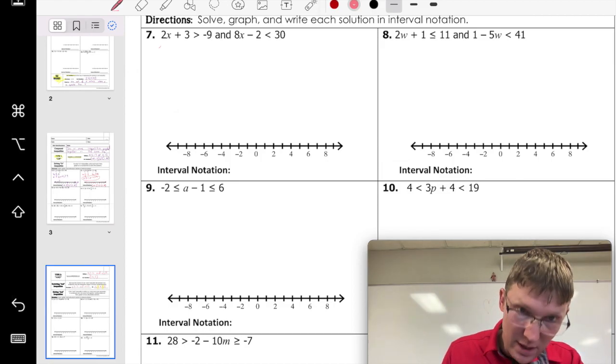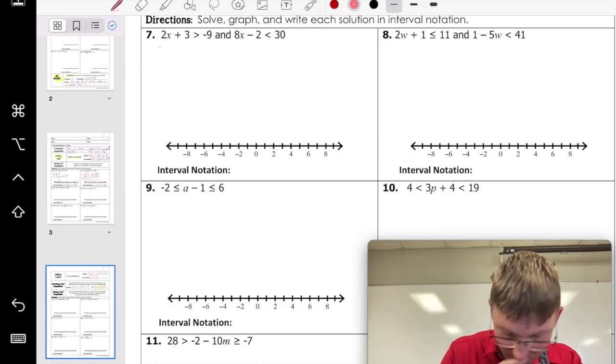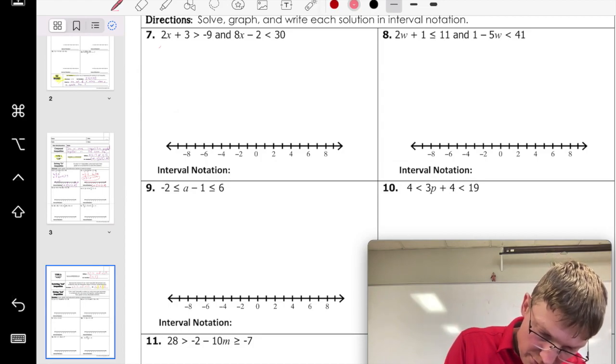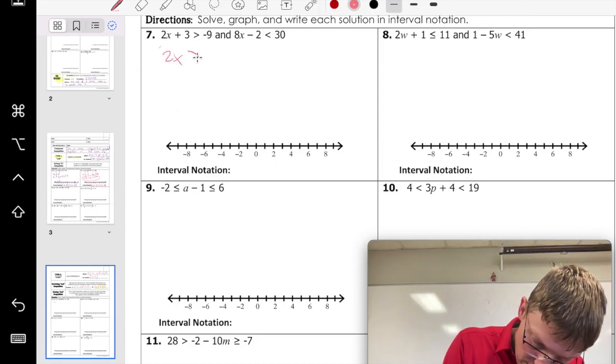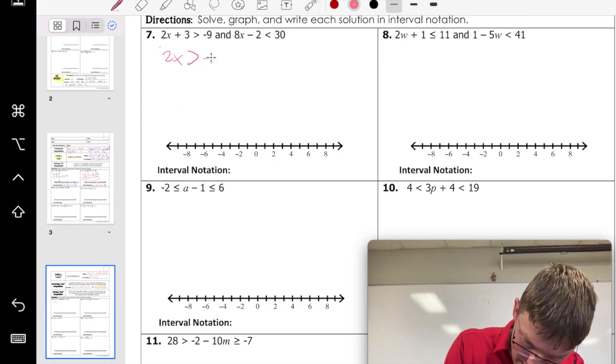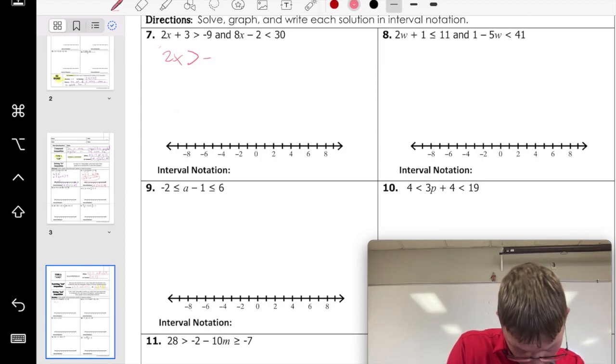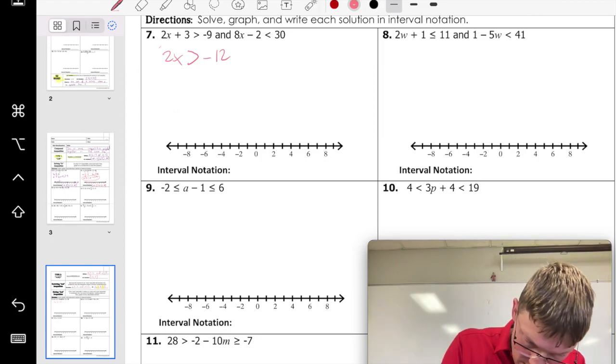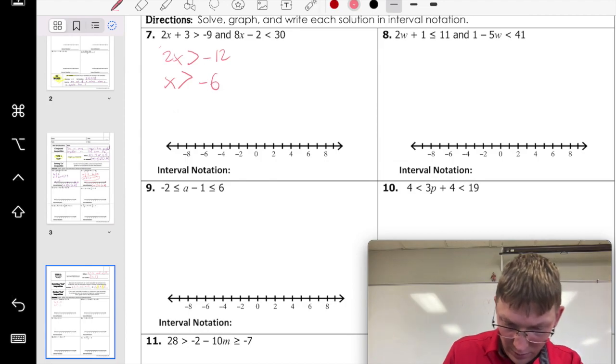We're going to get all the x's over to the left side. Already is. We're going to subtract 3 from both sides. So we get 2x greater than -12. 9, 10, 11, 12. Yeah. So then x is greater than -6. We divided both sides by 2.